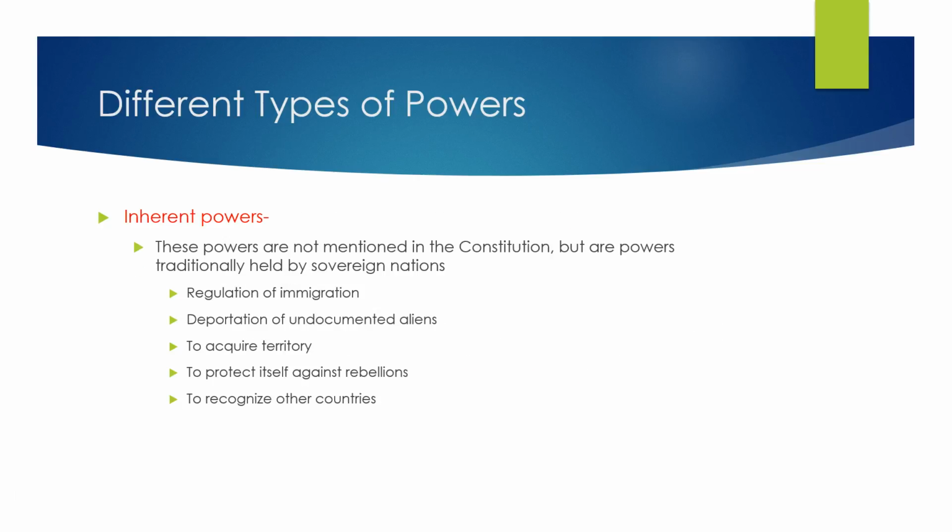We also have what's referred to as an inherent power. An inherent power, the way I always explain it, is the rights and rules that a country is born with. So these are rules that all countries have the ability to use. So they have the ability to regulate immigration. They have the ability to deport undocumented aliens, the right to acquire territory. And this is the right or the power that Thomas Jefferson cites when he makes the Louisiana Purchase. A country has the right to protect itself against rebellions, and it has the right to recognize other countries, because a country does not exist until another country recognizes it as such.